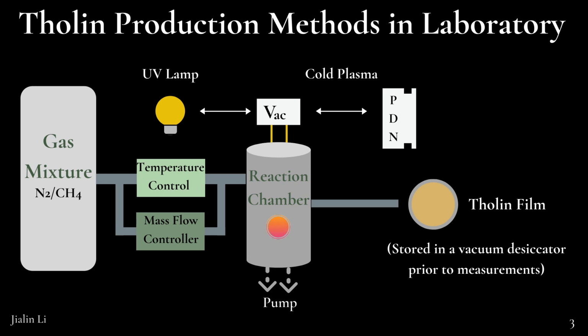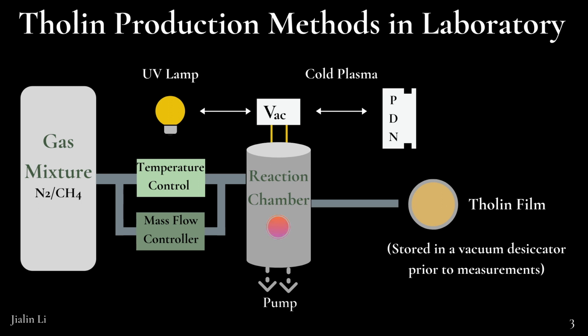A gas mixture that mimics Titan's atmosphere will flow through a temperature control to simulate the temperature of Titan. A mass flow controller will control how much gas goes into the reaction chamber where they're exposed to the energy source. Here we use two main types of energy sources: UV lamp, which mimics solar UV radiation, and cold plasma, which mimics energetic particles from Saturn's magnetosphere.